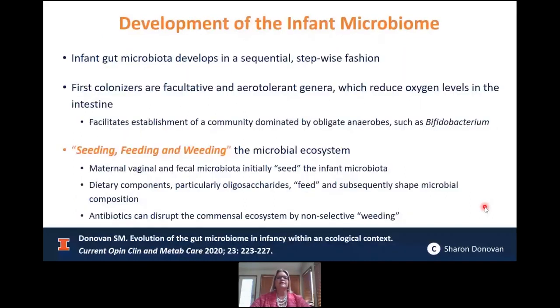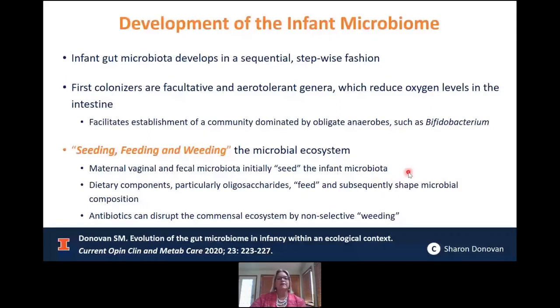So now turning to the infant, when we look at the infant gut microbiota, it develops in a sequential stepwise fashion. So the first colonizers are actually facultative and aerotolerant genera, which work to reduce the oxygen levels in the intestine. And that creates an environment in which more obligate anaerobes, such as bifidobacterium, can be established. So I like to refer to this early system as seeding, feeding, and weeding.